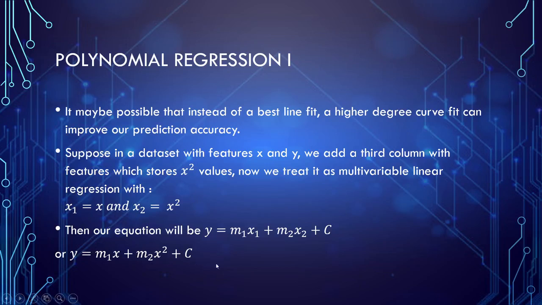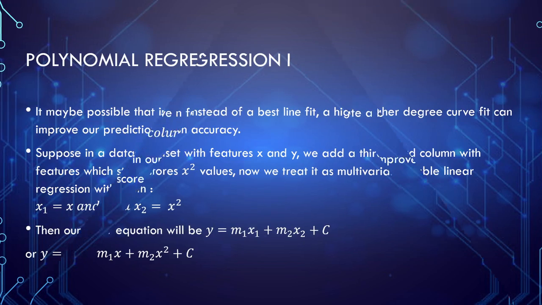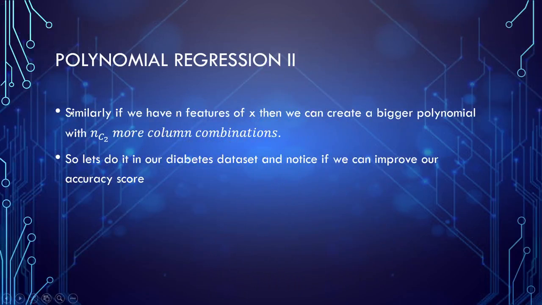So similarly, it may be possible that we have more than 2 features. So we have to take every NC2 combinations of those in those cases, right? So how we will take those, how we will code those, we will see in detail in this video. So remember, if we have n features instead of x, we can create a bigger polynomial with NC2 more combinations, right? Two combinations if we make.